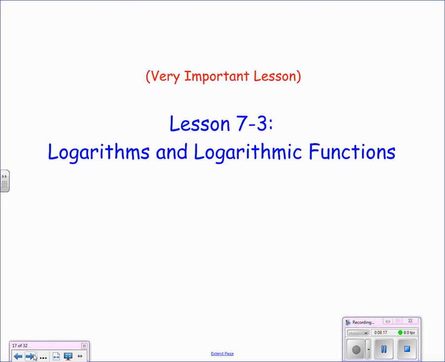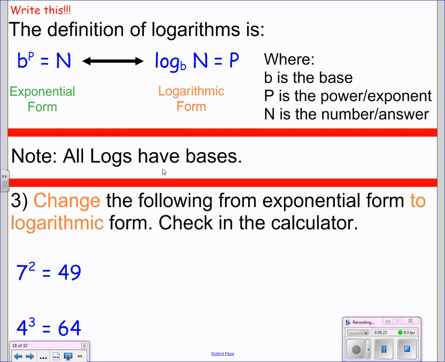Now we're going to talk about logarithms and logarithmic functions. So we can go from exponential form to logarithmic form very easily by remembering that you have your base to your power is equal to a number. Well, it'll be the same thing as log with the same base number of that number equal to the power.